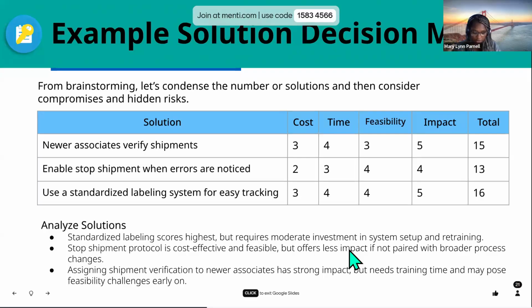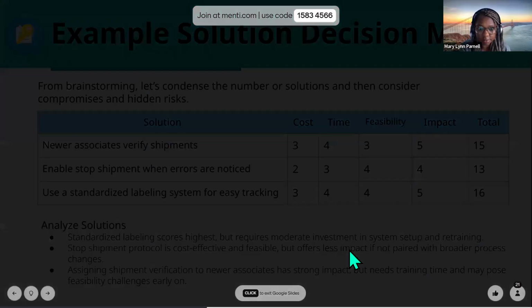The other discussion that you can have would be, could we pair newer associates with mentors during verification to ease the learning curve? And then we can ask, what backup processes could we implement if stop shipment creates a bottleneck? And then another compromise we can discuss is, are there low tech labeling solutions we could test before investing in new systems? So kind of taking that two-step approach to making decisions and really looking for those compromises.